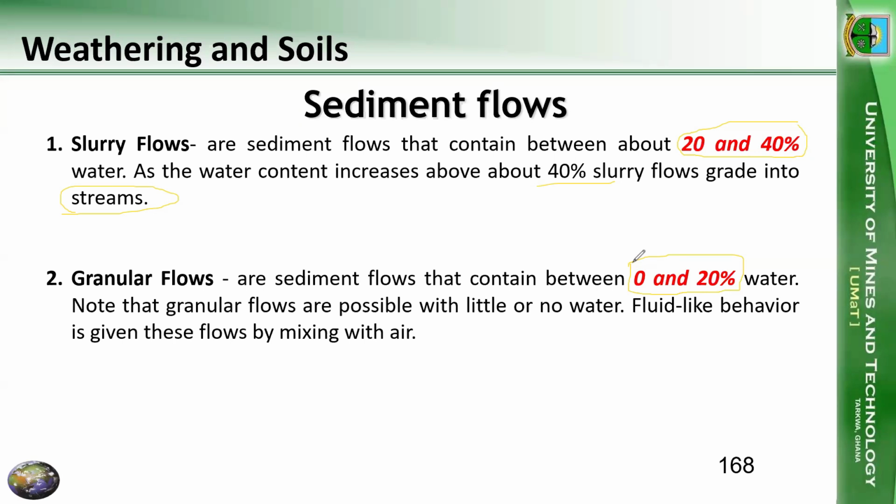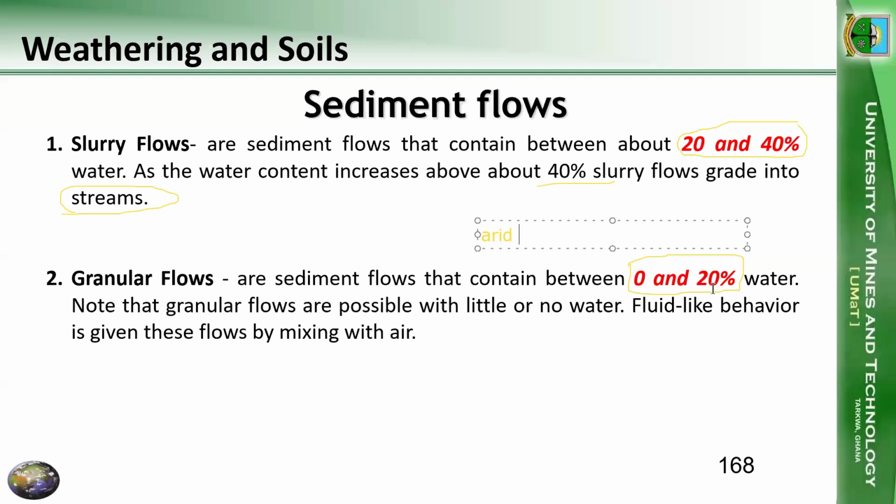especially in arid regions. When we use the word arid, arid means dry, desert. So granular flows can occur in desert or arid or dry areas, where little water could cause the motion, or we could have absolutely no water, but the sand particles will flow like a river, and that gives us granular flows. So granular flows are possible with little or no water.